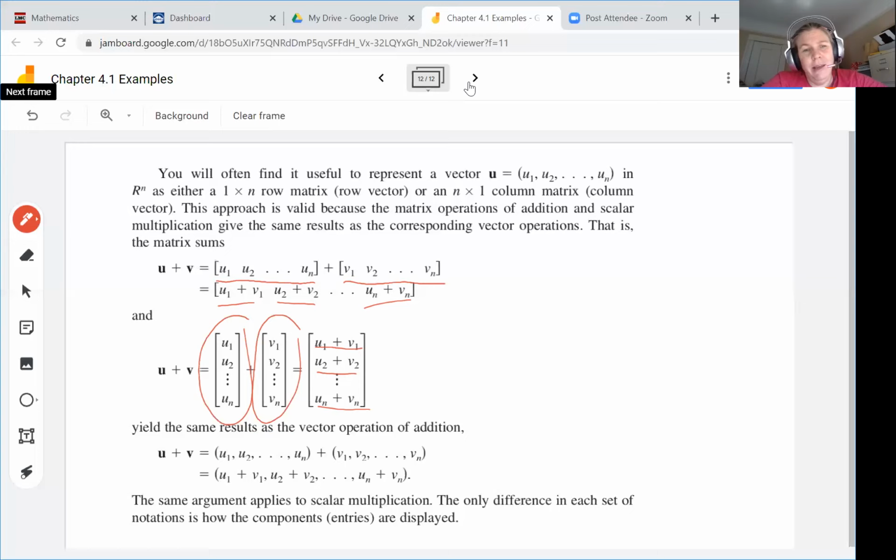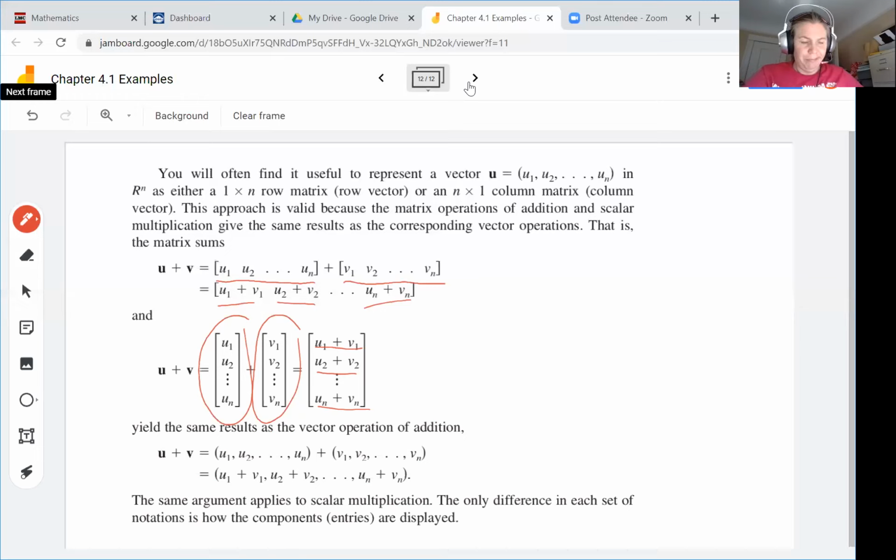So we see either way, whether we represent u plus v as row matrices or column matrices, we get the component-wise addition, the same result as the vector operation. The same argument applies to scalar multiplication. So the only difference in each set of notations is how the components are displayed, whether they're as columns or rows.